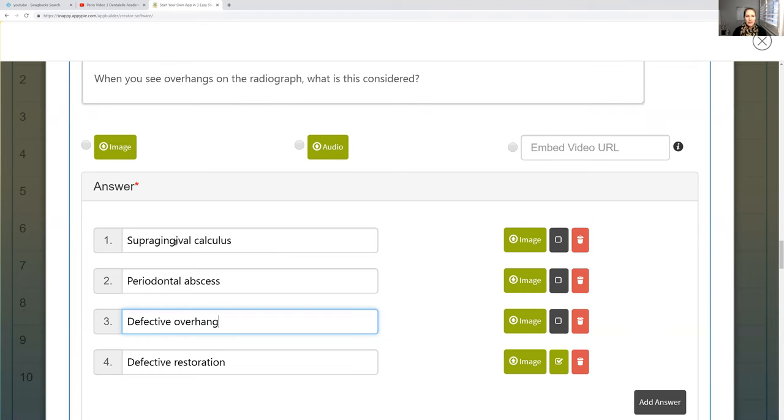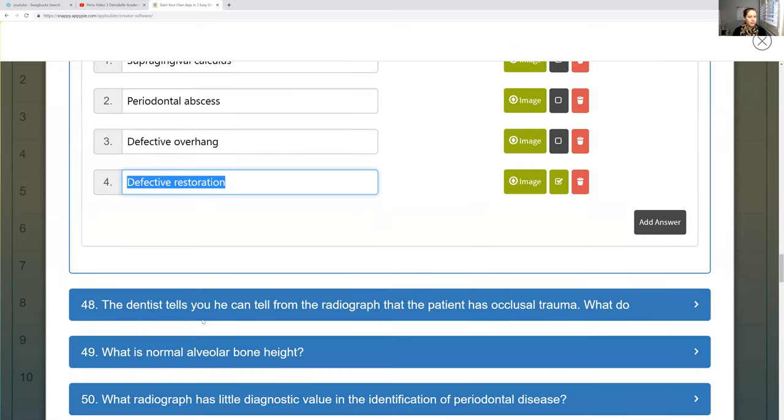So supragingival calculus isn't correct, because that would be more considered spurs of calculus, okay? Periodontal abscess is not correct because it's not an abscess. As we know, abscesses are at the roots of the teeth. A defective overhang, well, technically it is a defective overhang, but all overhangs are considered defective because you don't want the overhang there. So defective restoration is the best answer.